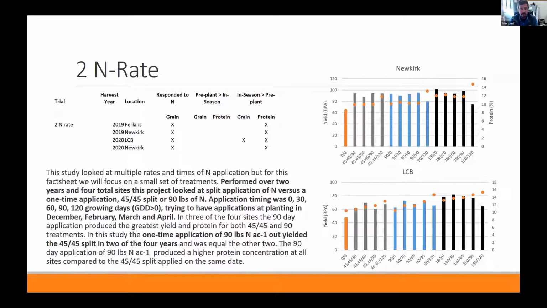And protein was always better with that one-time in-season application. So we just got to look at it: do we even care about splitting? This tells me I want to put DAP or MAP in furrow, walk away for a while, and see what I got going.